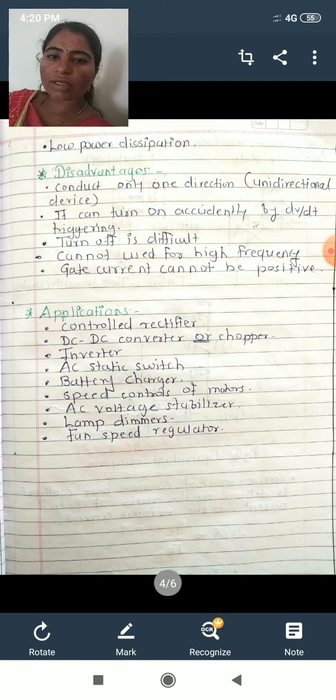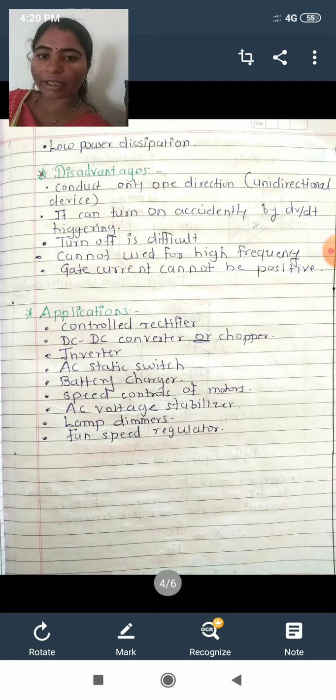Once the SCR is turned on, which is easy, when it has to be turned off, we have to design different circuitry, that is the commutation circuitry, to turn off the SCR. For turning off the SCR, different circuitry is designed, which means its turn off process is not as simple as that of the turn on process.